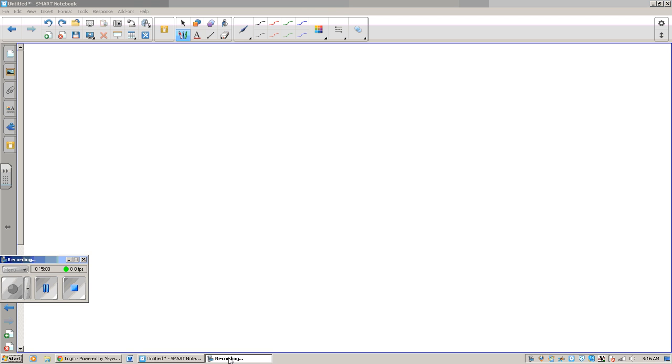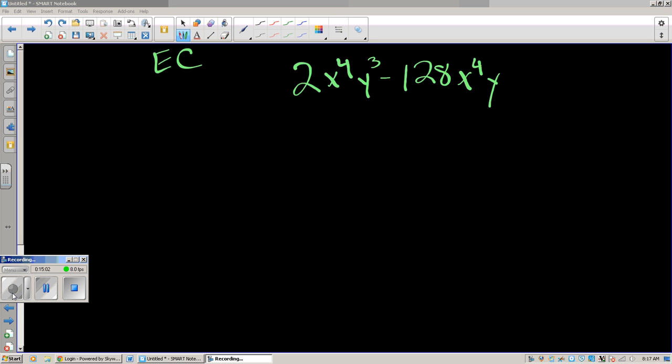Okay, so working on the extra credit here. 2x to the fourth y to the third, minus 128x to the fourth y. An extra credit problem like this. Anytime we're factoring a binomial, what's the first thing we ask ourselves? If you can factor anything out. Okay, is there a greatest common factor? And is there a greatest common factor in this one, Lupe? Yeah, sure, what is it? 2.